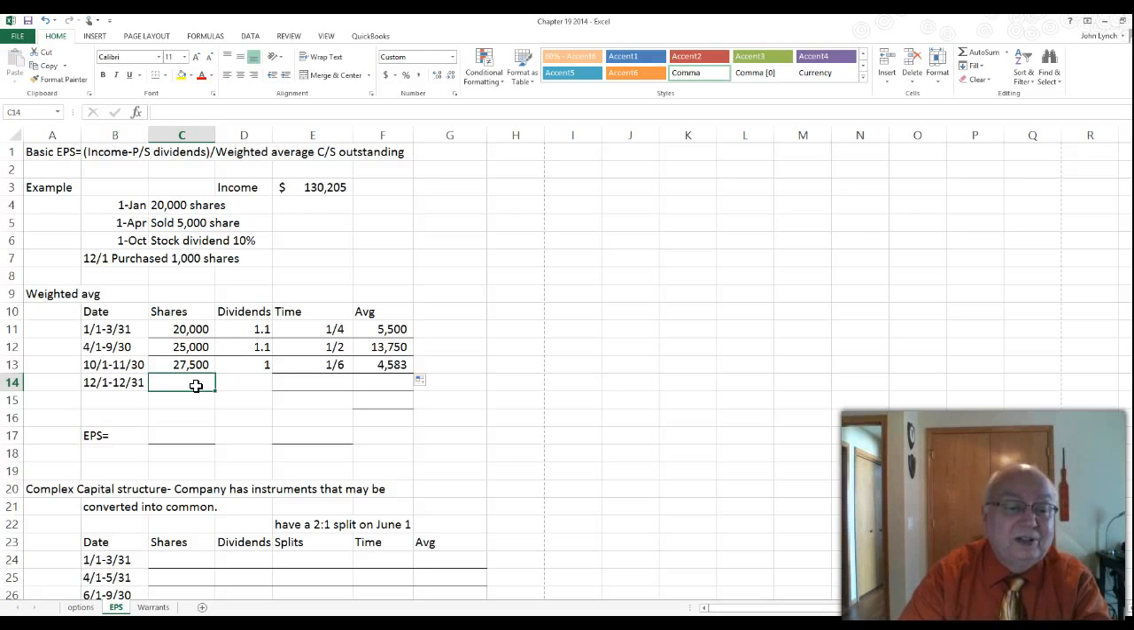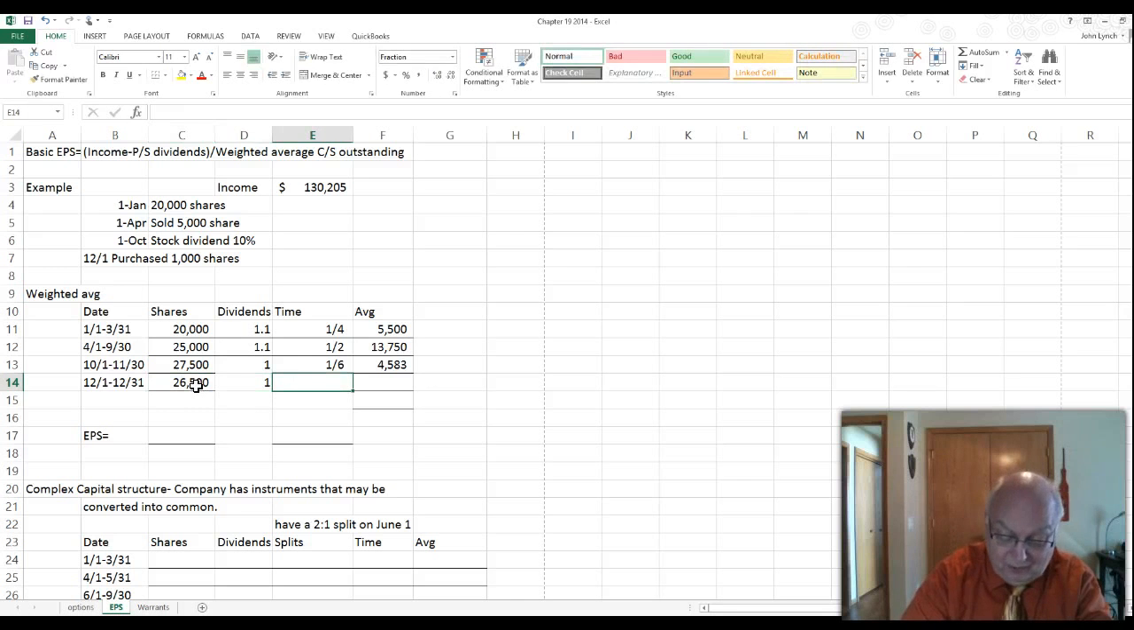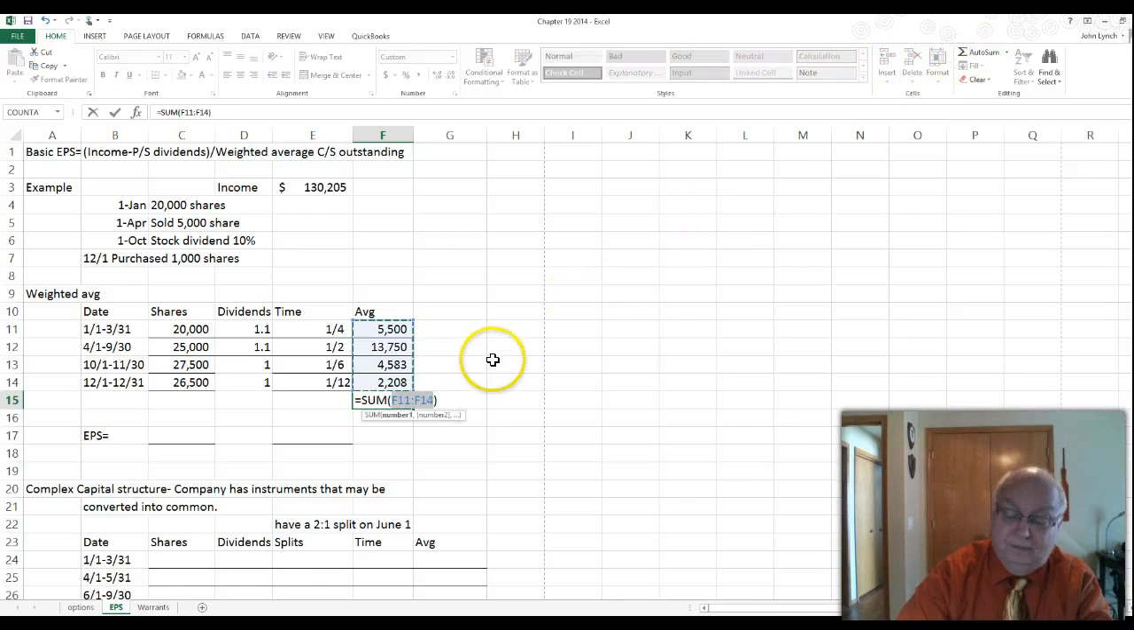Okay. Normally you wouldn't have the 1 in there. You just take the 27,500 times the 1/6. Now on December 1st, we bought back 1,000 shares, so that's 26,500. Okay. Let's put the 1 in there so I can multiply it out, and that's for 1/12 of the year. And that way I can just copy this down. Without the 1, I can't copy it down. I grabbed the wrong thing. There we go. And we just simply now do an auto sum.